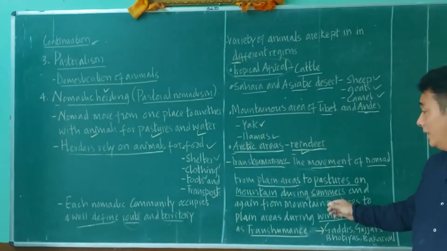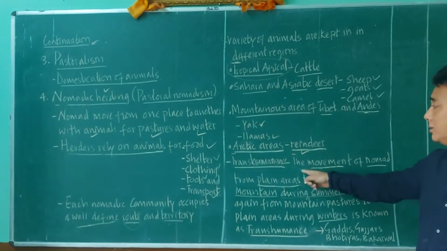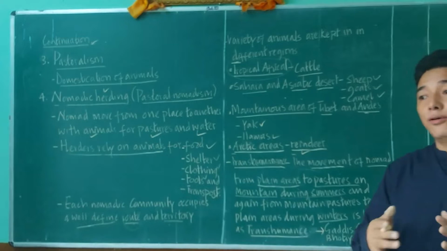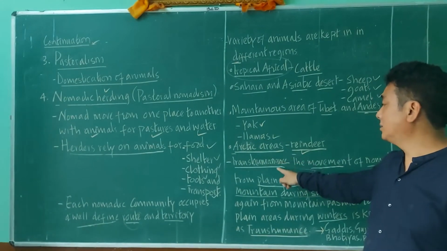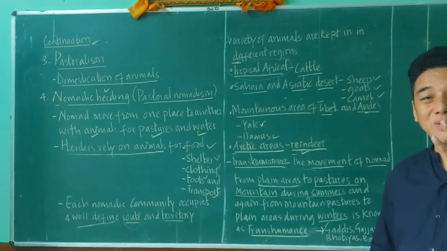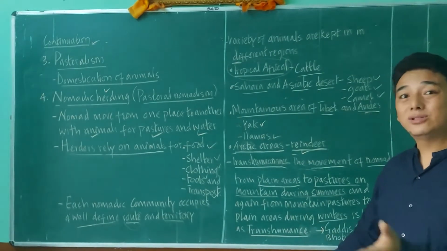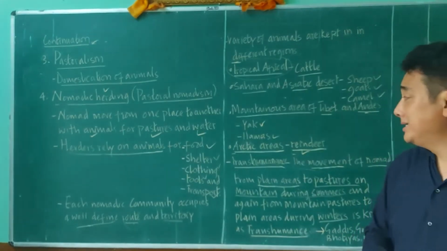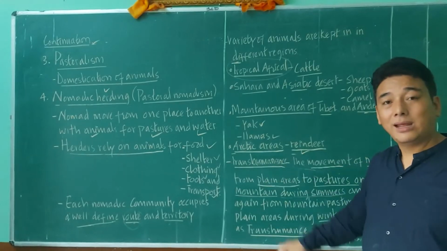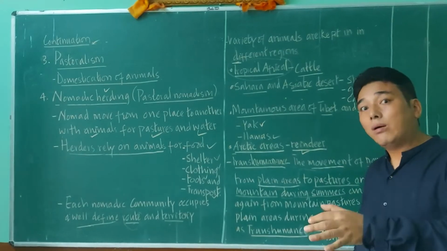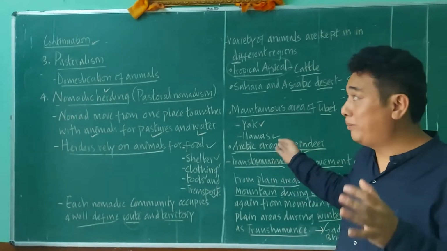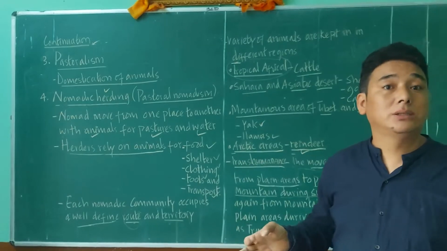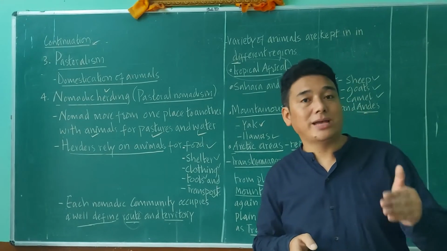Is that clear? In a very simple way, for your understanding, I'm telling you, the vertical movement of the nomad, or the up and down movement of the nomad, is known as transhumance. And sadly, nowadays the pasture area of nomads is going down, as is happening in Tibet.